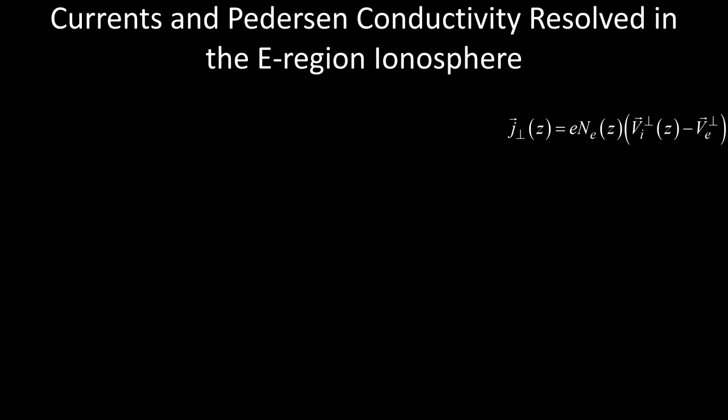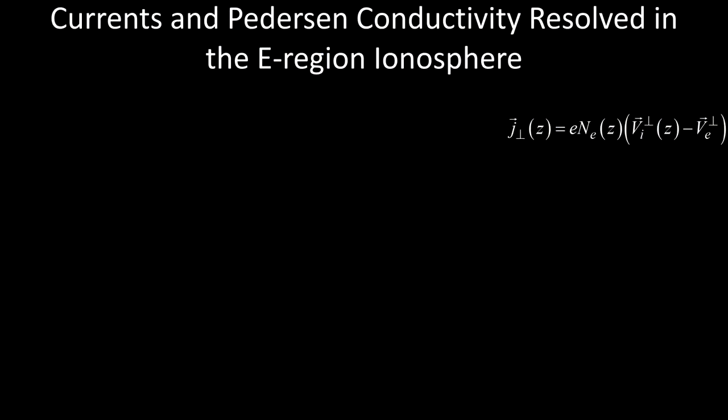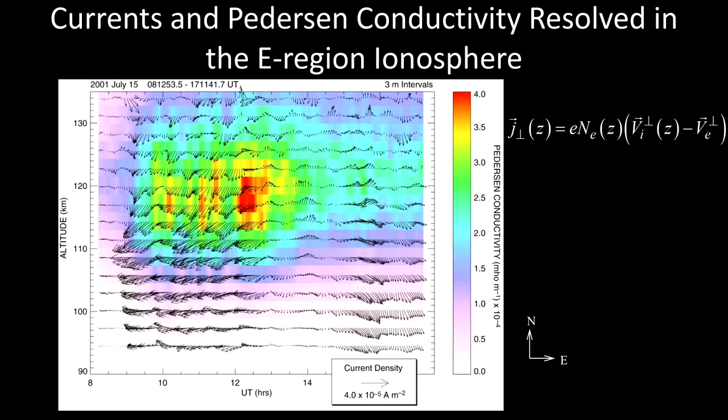Now, we could do the same, given the fact that we have a measurement of the ion velocity with altitude. We have a measurement of the electron plasma drift that's happening in the F region that we assume is not changing as we come down in altitude. We can actually, from the radar data, compute the current. And here's a plot of the current. Also in the background, we can compute the Pedersen conductivity. So these are strong capabilities of an incoherent scatter radar because they can really show you details that no other measurement can make.